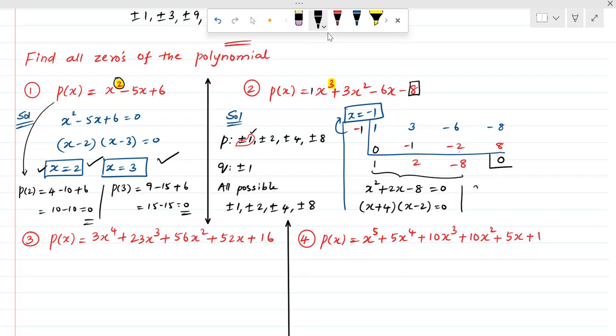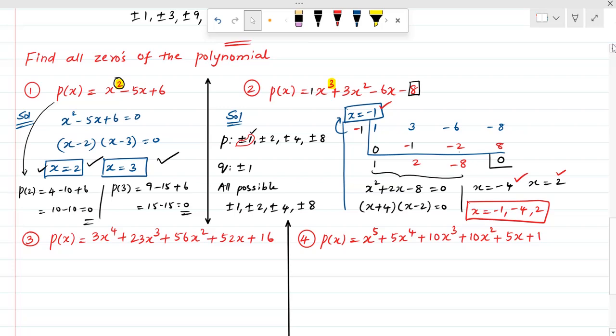If you solve this one, x equals minus 4, x equals plus 2. So this is the factoring. If it is x power 2, you can solve it by using the factoring method. Now, what are all three zeros? You will get the zeros: x equals minus 1, this is one of the zeros, number 2 is minus 4, and number 3 is 2. So you have three zeros. Why? Because it's a cubic polynomial.